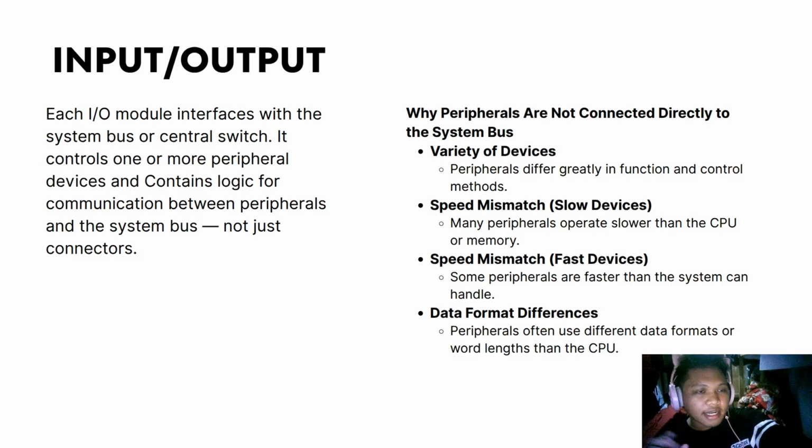First is the variety of devices. Peripherals differ greatly in function and control methods. For example, the keyboard, mouse, printer, we call them peripherals, although they are different. Some are called input, some are called output peripherals.